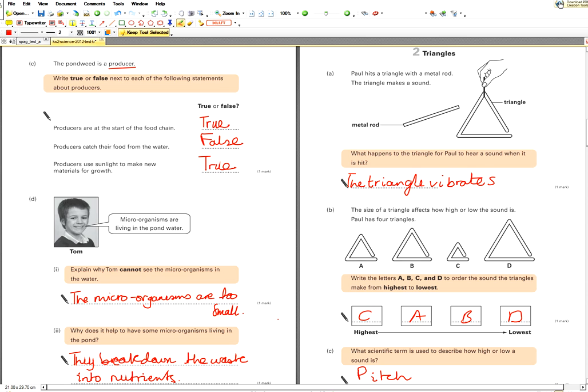Okay. Next, pitch. Right. What else could be an answer for this? For part C, we could also write down frequency. That's also an acceptable answer, but the main word here is pitch. Okay, lovely. Let's move on to the next question.